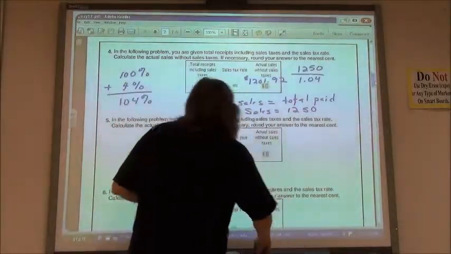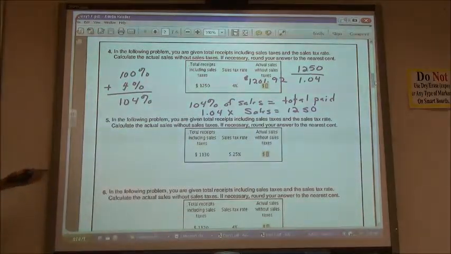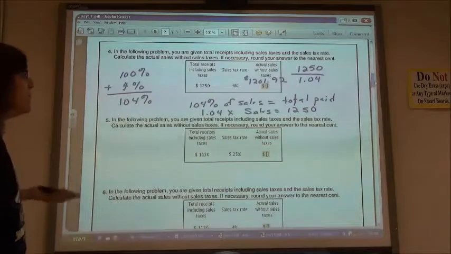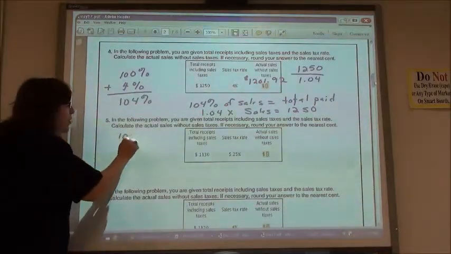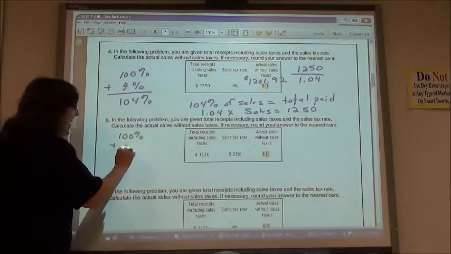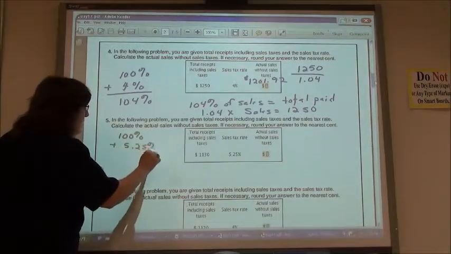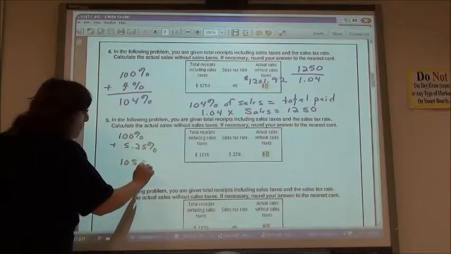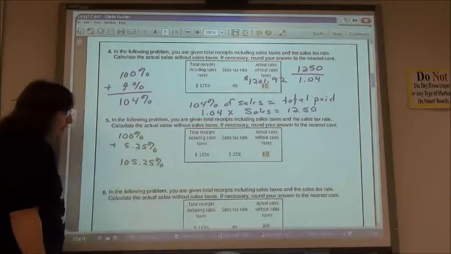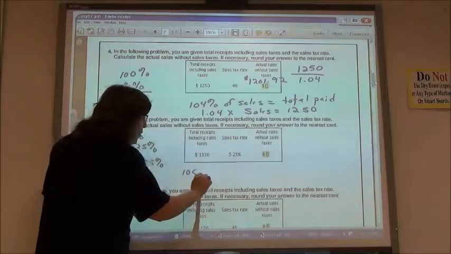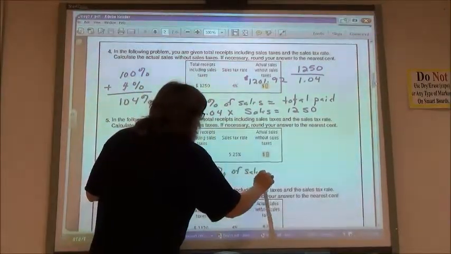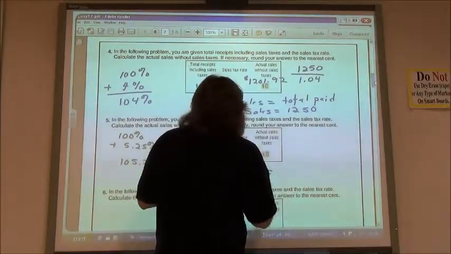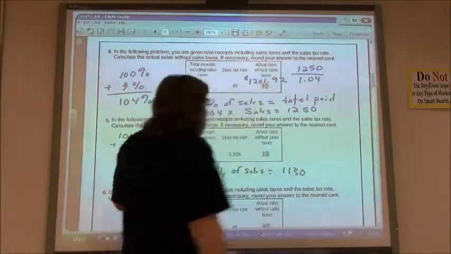And so the next two are going to be sort of like that. My total receipts, including the sales tax, was $1,130. My sales tax rate was 5.25%. So again, my sales were 100%, but I paid tax of 5.25%, so I want to use 105.25%. So 105.25% of my sales is equal to that total that I paid, $1,130.